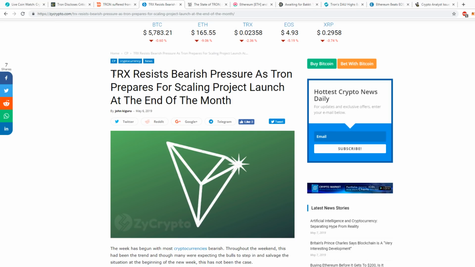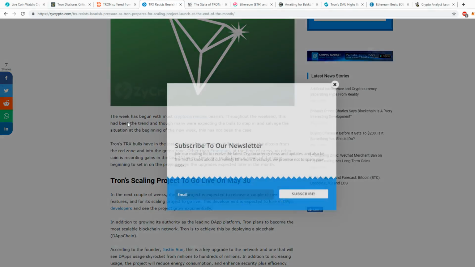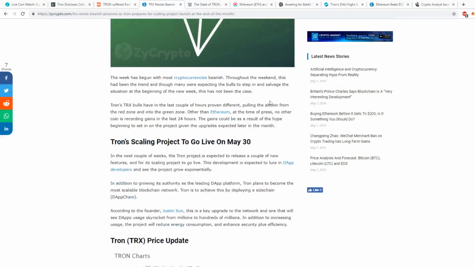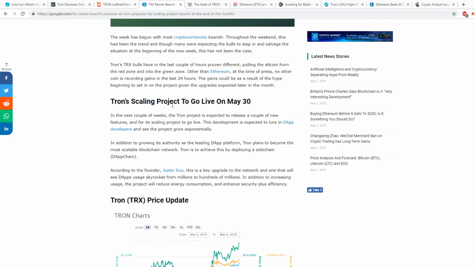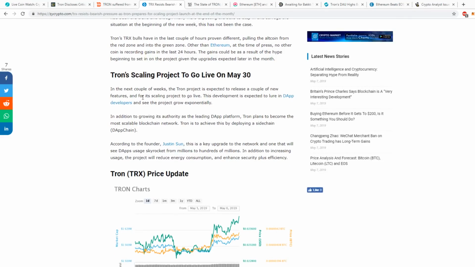TRX resists bearish pressure as Tron prepares for scaling project launch at the end of the month. This is one of the things that people have been really spamming me with. Day in, day out. They keep sending me this article, and I'm just like, why? All right, is this so big to you guys? Is this really that interesting to you? Are these sidechains that cool?